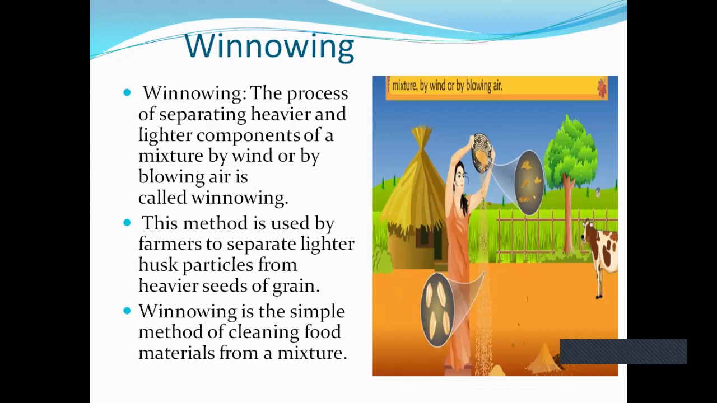I hope you remember what you have learned in the prior classes. This method is used by the farmer for separating the lighter husk and the heavier grains. Can you see here this lady doing the winnowing process, and you can see the lighter husk getting blown by the wind and the heavier seeds getting collected down. Winnowing is also a simple method of cleaning the food material from the mixture, right? Now I am sharing the video in which you will get to see how this is done.